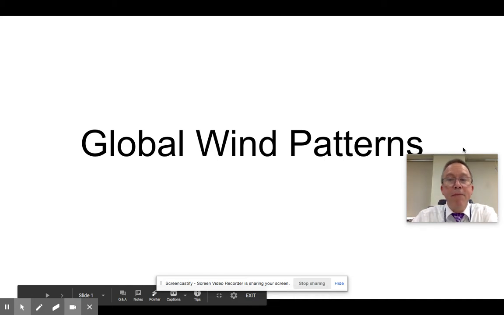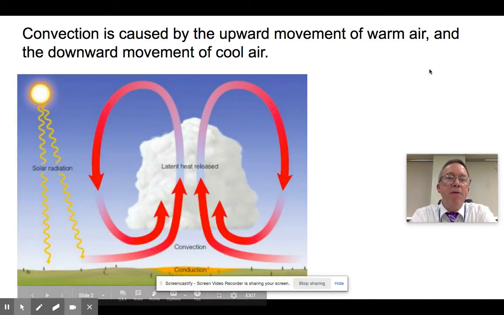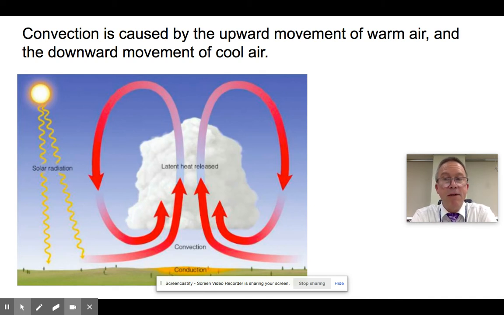Let's learn about global wind patterns. So, if you'll recall from our previous lesson, convection is the upward movement of hot fluids, liquids or gases, in the case of the atmosphere, gases, and the downward movement of cooled gases. And it's a result of uneven heating, in this case, of the Earth's surface.